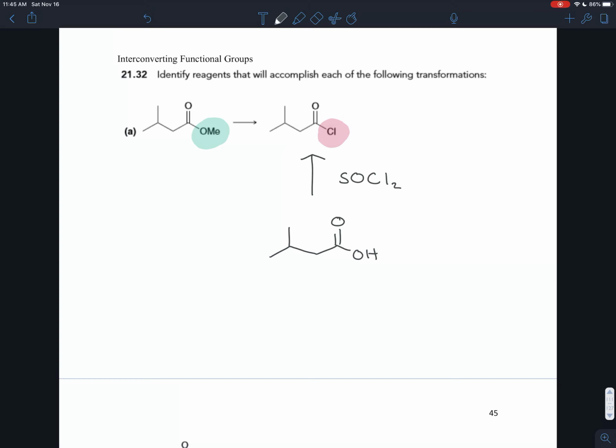Now that's if you're thinking backwards, if you're doing retrosynthesis. Starting with the product and thinking how can you make that, and working your way backwards, trying to connect that to your reagent. If you think forwards, well, okay, if we know we have to make this carboxylic acid, how can we make that from this ester?